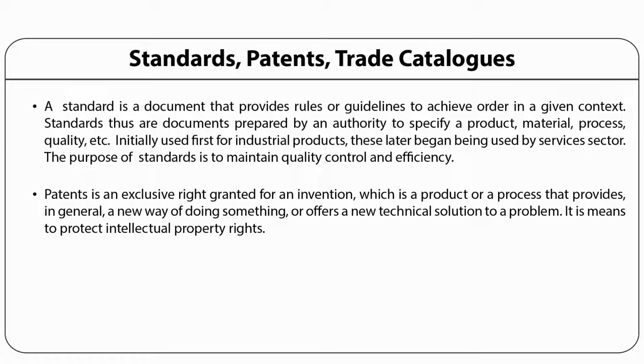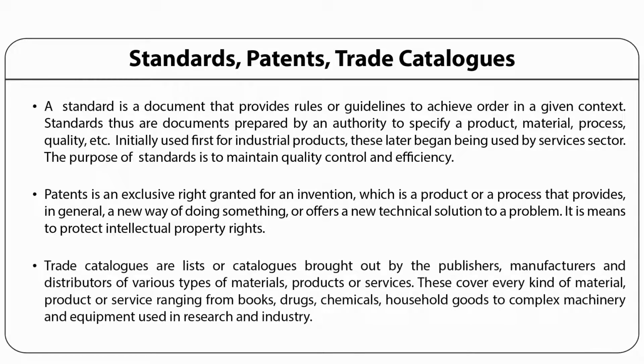Last in the category are the trade catalogs, which are lists or catalogs brought out by the publishers, manufacturers, and distributors of various types of materials, products, or services. These cover every kind of material, product, or service ranging from books, drugs, chemicals, household goods to complex machinery and equipment used in research and industry.